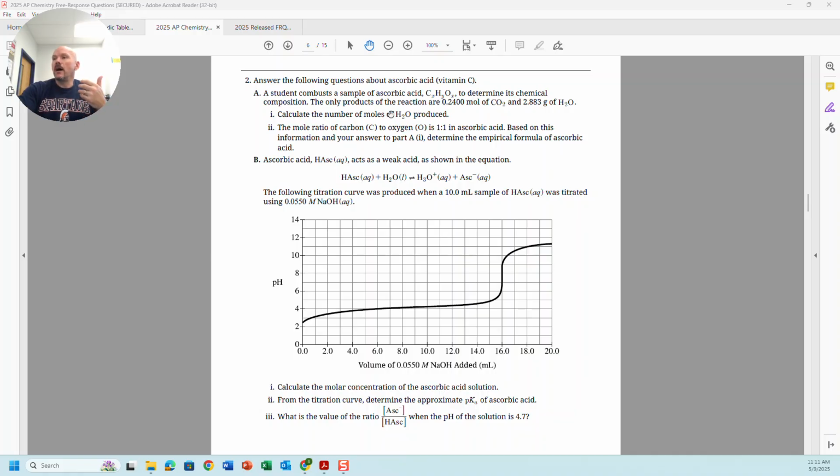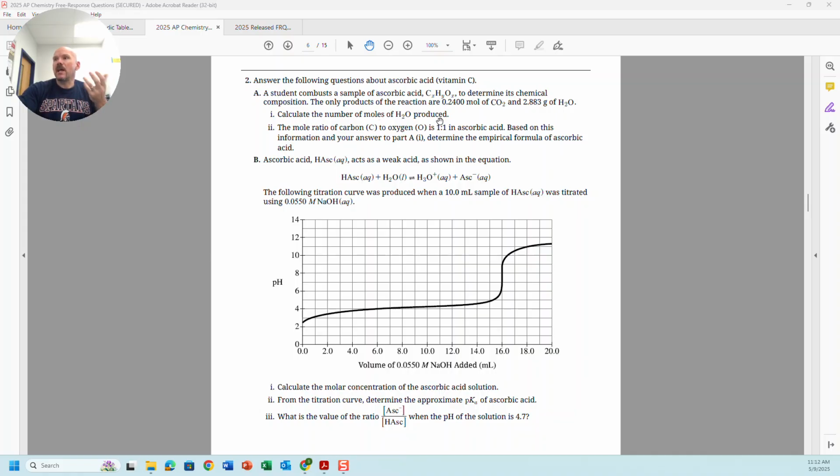So for the first part, we have a compound made of carbon, hydrogen, and oxygen. It's ascorbic acid, and we probably don't know the empirical formula for ascorbic acid off the top of our head, so we've got to use the information given. So we completely combust this compound, we get this much CO2, we get this much water, and we want to use that information to figure out the empirical formula, essentially.